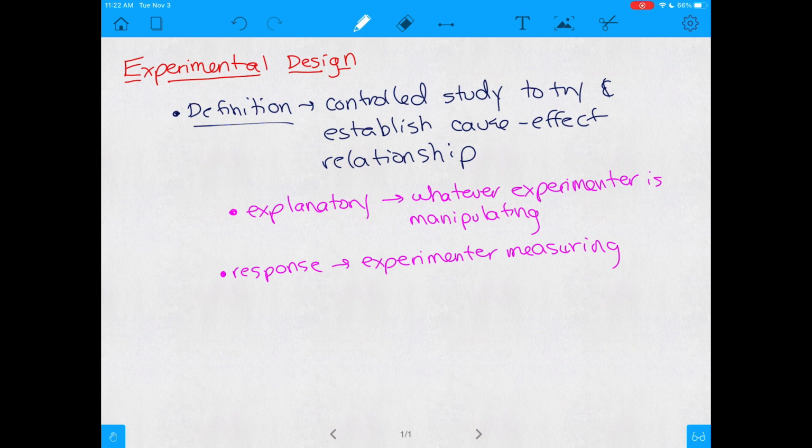Now, experiments introduce a new type of variable for us, which is a confounding variable. And what a confounding variable is, right, the name doesn't sound great. What it does is it has an effect on your outcome, but it wasn't controlled for.